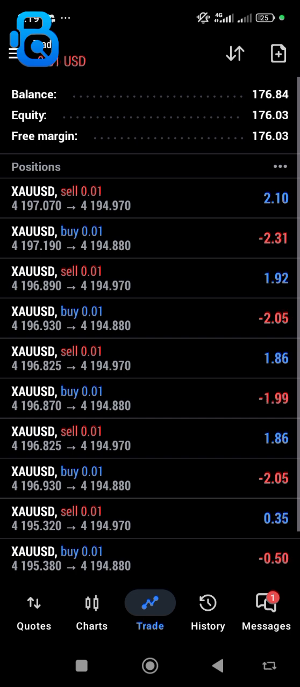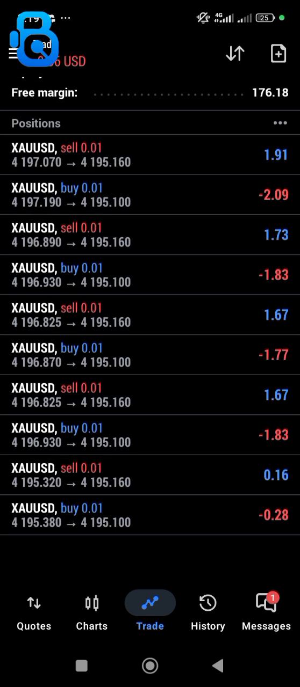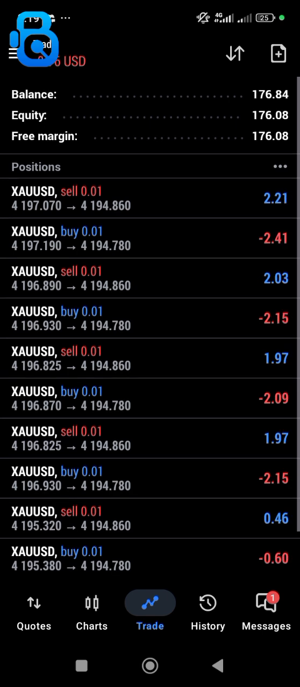Okay, so this is the trade. I've opened 5 buy, 5 sell. This is 1, 2, 3, 4, 5. Yes, 5 buy, 5 sell. So I'm going to put my profit target and my stop loss for all of them.